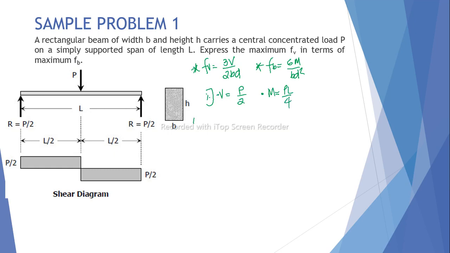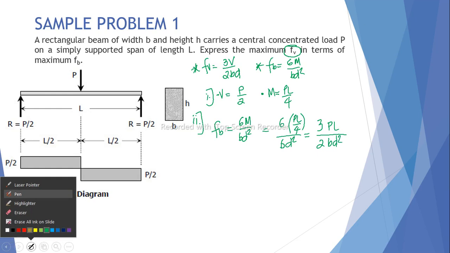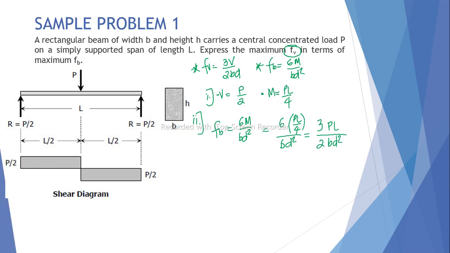So substituting the value PL over 4 as the moment, we want to express the shearing stress in terms of the maximum bending stress. So the bending stress is equal to 6M over BD squared, which is 6 times PL over 4 over BD squared. This is equal to 3PL over 2BD squared.